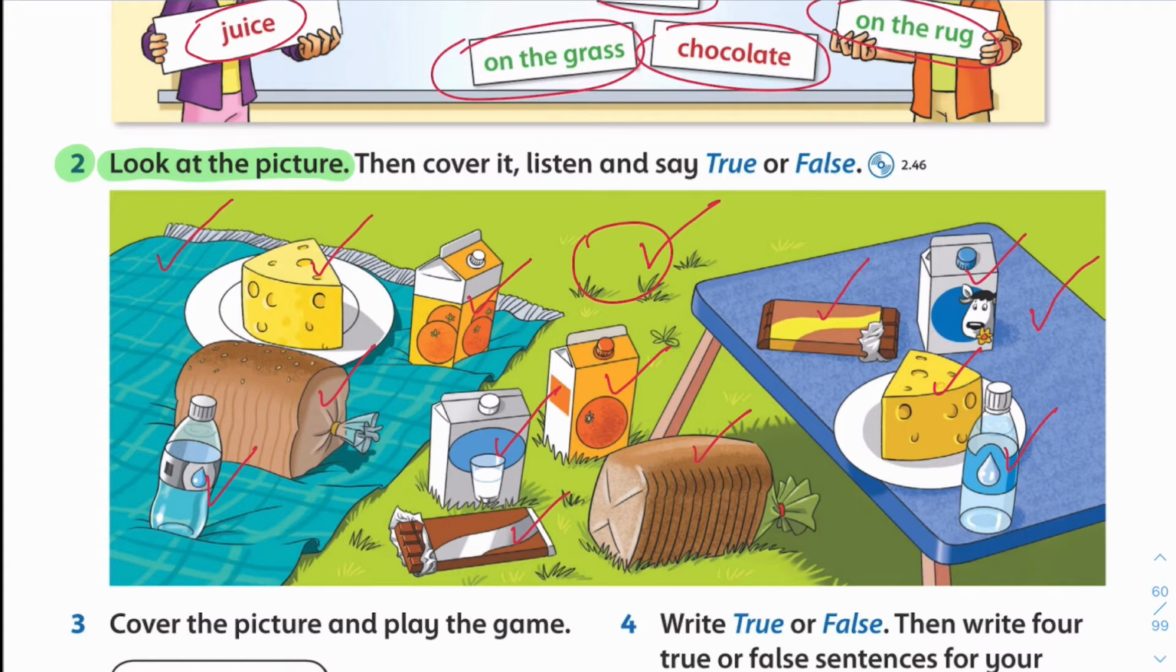Now listen and say true or false. Listening 2.46. Listen and say true or false. There's some juice on the table. True or false. There isn't any milk on the rug. True or false. There's some chocolate on the rug. True or false. There isn't any bread on the table. True or false.